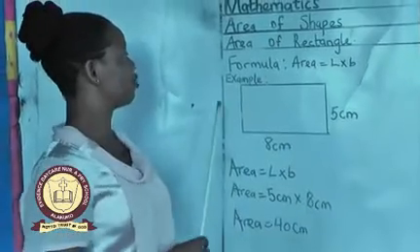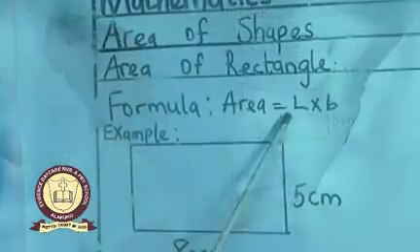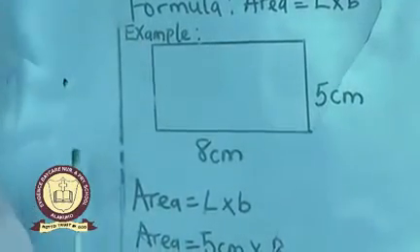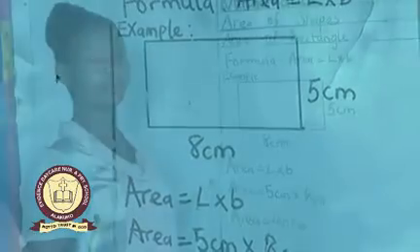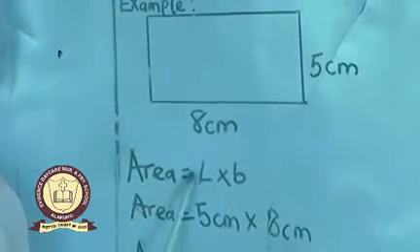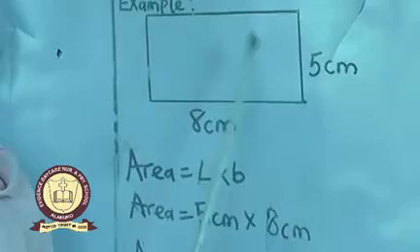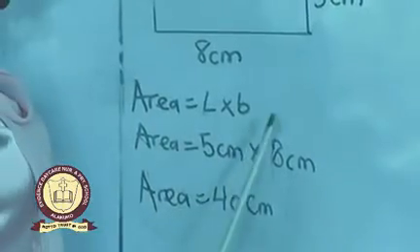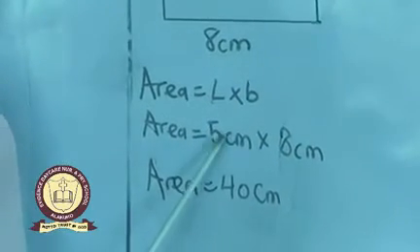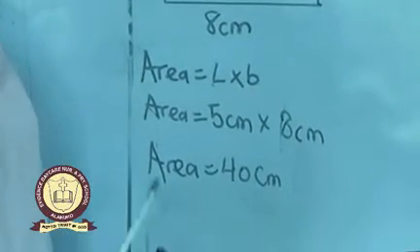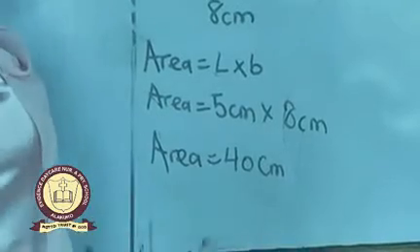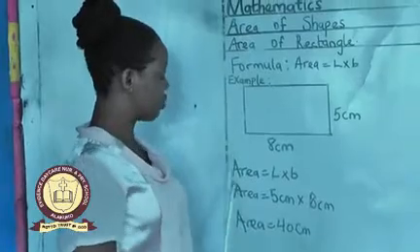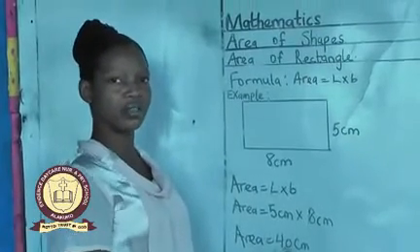Like I said before, your formula for calculating your area is length times breadth. In this shape, we have this side to be 5 centimeter and here is 8 centimeter. Your area equals length times breadth. That is 8 centimeter multiplied by 5 centimeter. Now let's do that. We have 5 times 8, that is 5 centimeter times 8 centimeter. 5 times 8 will give you what? 40 centimeter. That is your final answer. The area of this shape is 40 centimeter.